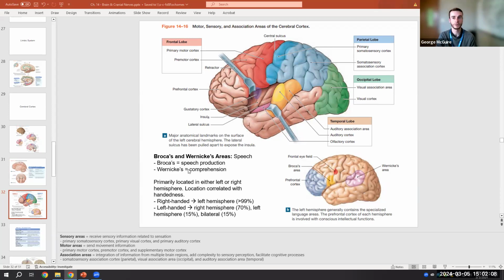Yeah. So these two little areas are Broca's and Wernicke's. Broca's area is responsible for producing speech, and Wernicke's area is responsible for comprehension. You can see them highlighted here. So the Broca's area here is, I believe, still part of the frontal lobe. And then the Wernicke's area kind of branches into the parietal, occipital, and temporal lobes here. And again, mostly localized to one side.